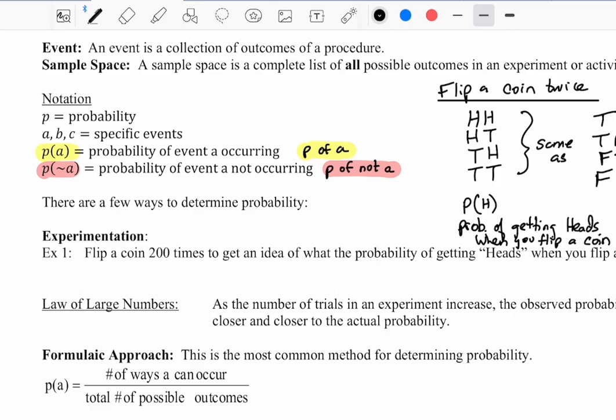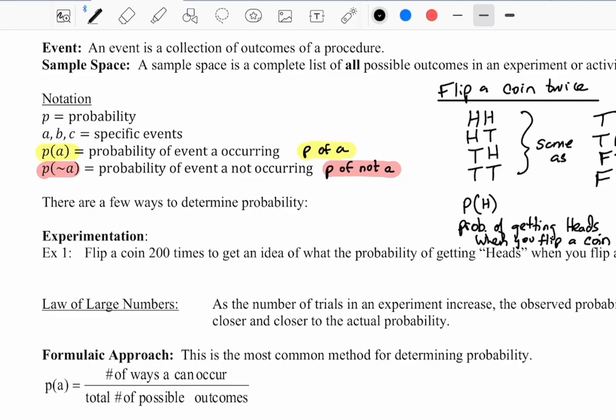Typically we define an event using the beginning of the alphabet, but we could also define it using whatever we want. So the sample space would be the H's and the T's, or would it be the flip a coin twice? This. And then the flip a coin twice would be like that. Yeah, this is the sample space for flipping a coin twice.